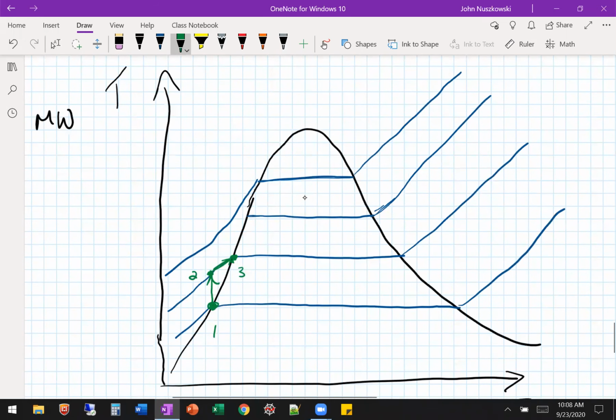So that means we're going all the way up here.